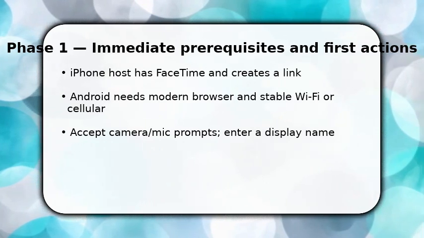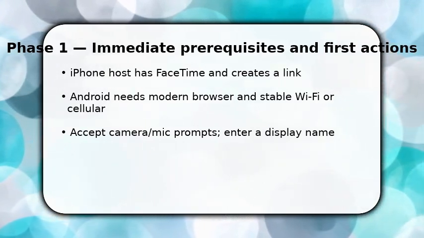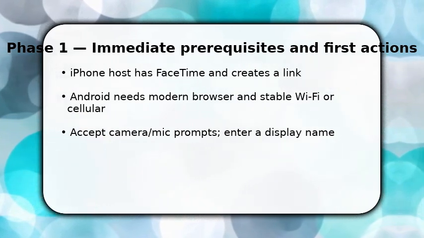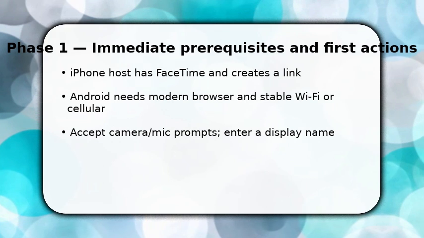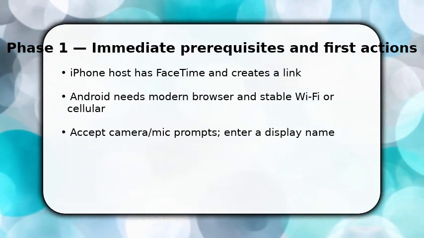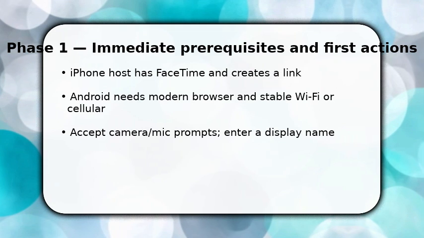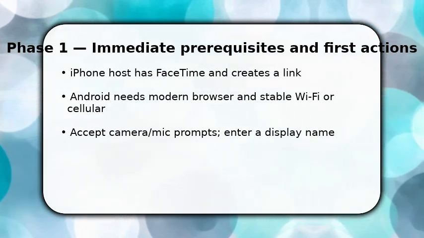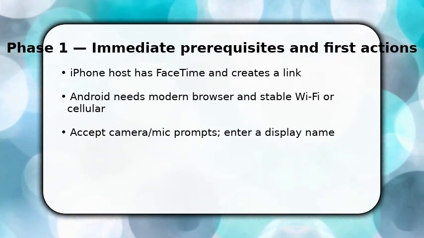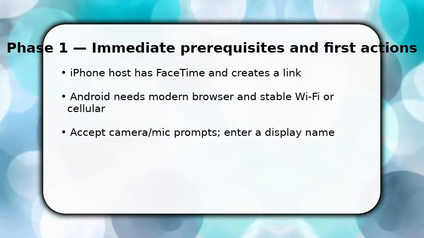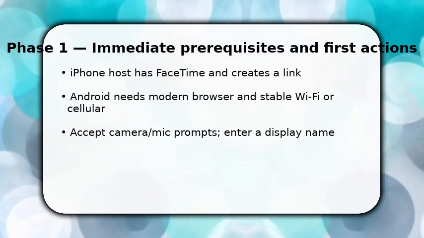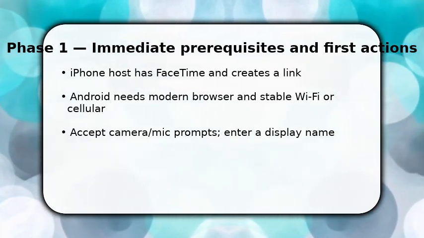First, confirm the iPhone host opened FaceTime and tapped Create Link. That link is what you'll receive. Once you get the link, open it in Chrome or Edge on Android because those browsers handle the FaceTime web client best. Tap Allow when the browser asks for camera and microphone. Without permissions, you can't send audio or video. Enter a display name so participants recognize you. Once those bits are set, you're in the waiting room and visible to the host when they admit you.